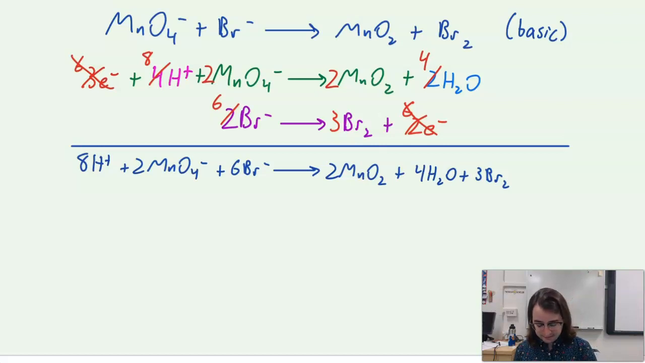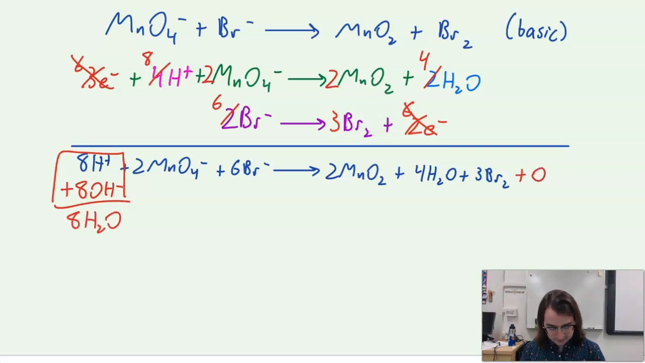And when we add 8 OH minuses, those H pluses and OH minuses are going to make 8 H2Os. We also added 8 OH minuses on this side. And now that we have 8 H2Os, those are going to cancel with the rest of our waters. So now we only have 4 H2Os. So then all we have to do is write it one more time.